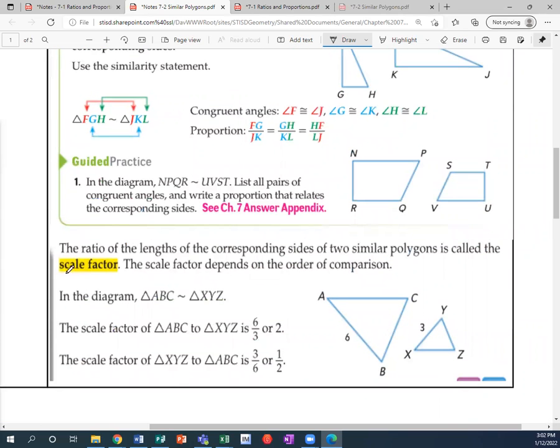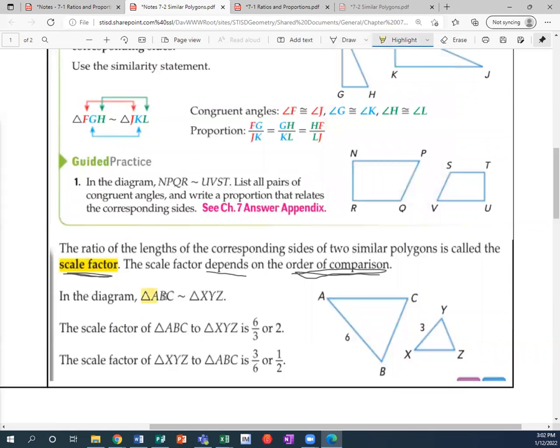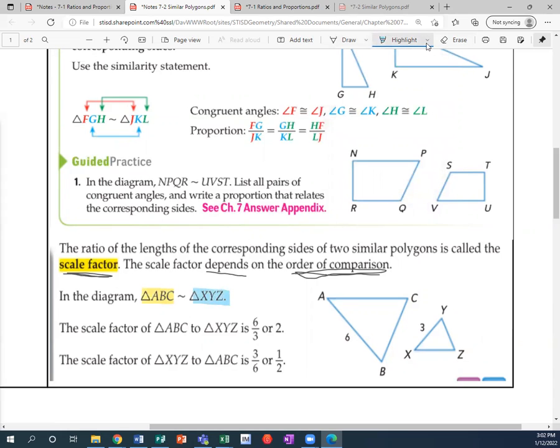Some more vocabulary. That ratio between the lengths of those corresponding sides, those fractions you generate when you look at how the sides are compared to each other, that's called the scale factor. And the scale factor depends on the order in which you make your comparison. So, for example, in this diagram, I've got triangle ABC similar to triangle XYZ.